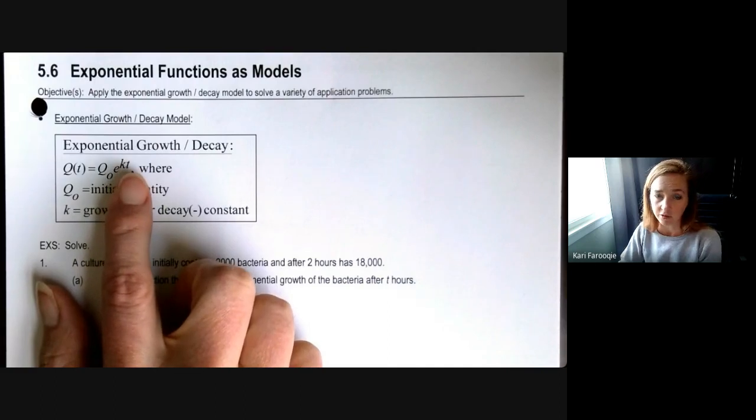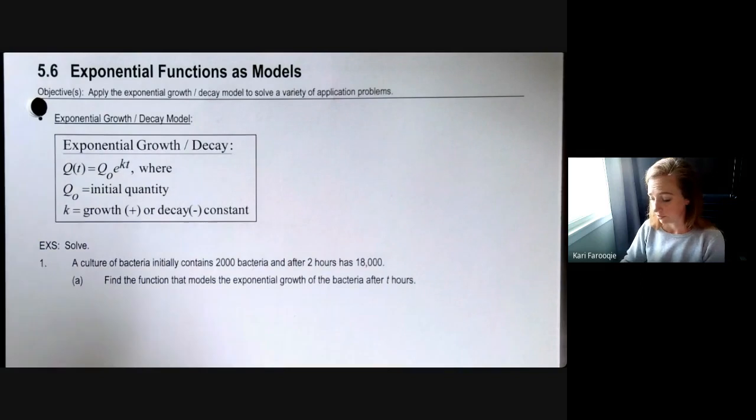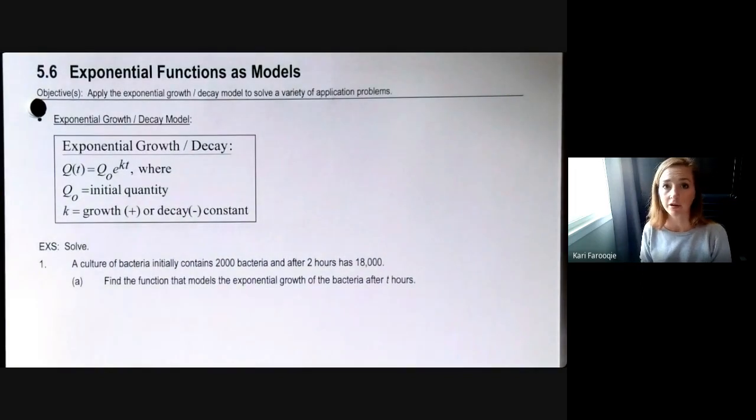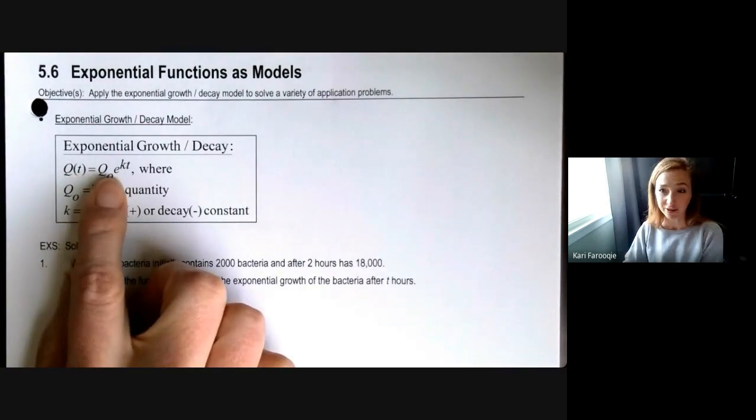Now, T is measured in time. You'll be given some sort of unit for that, but K is the growth or decay constant. So if K is positive, then you're looking at a situation where you have exponential growth. And if K is negative, you're looking at exponential decay. Now, that's a constant value. Notice how many variables you have in this function.